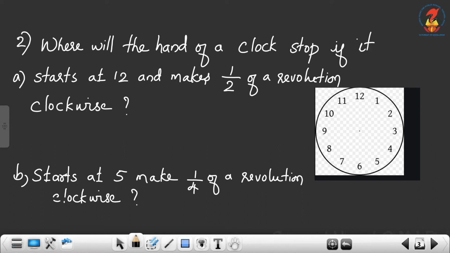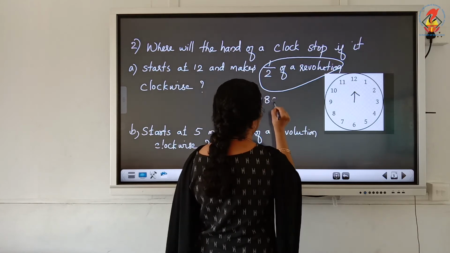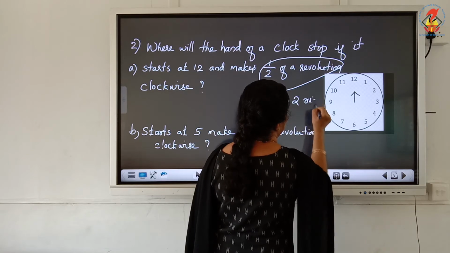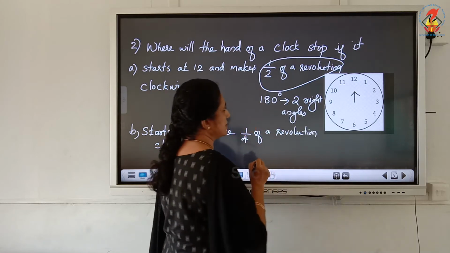Where will the hand of a clock stop if it starts at 12? It starts at 12 and makes half of a revolution. So what is meant by half of a revolution? What is the angle turned in half of a revolution? The angle turned in half of a revolution is 180 degrees, or we can say 2 right angles.